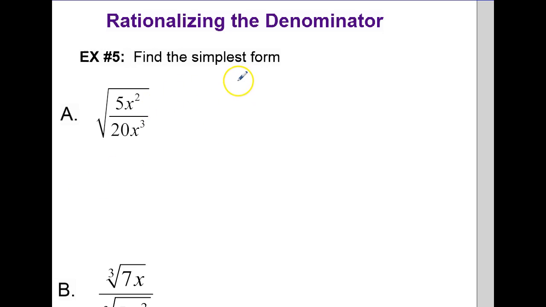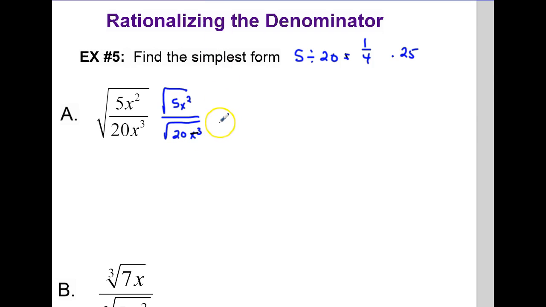We're going to find the simplest form here, and we have to rationalize the denominator. Why? Because 5 divided by 20 is a fraction. It's 1/4 or 0.25. So that's not going to work. So what we're going to do here is rewrite this as 5x squared over the square root of 20x cubed. And I'm going to rationalize the denominator. So I'm going to write the number 1 in a really fancy way.